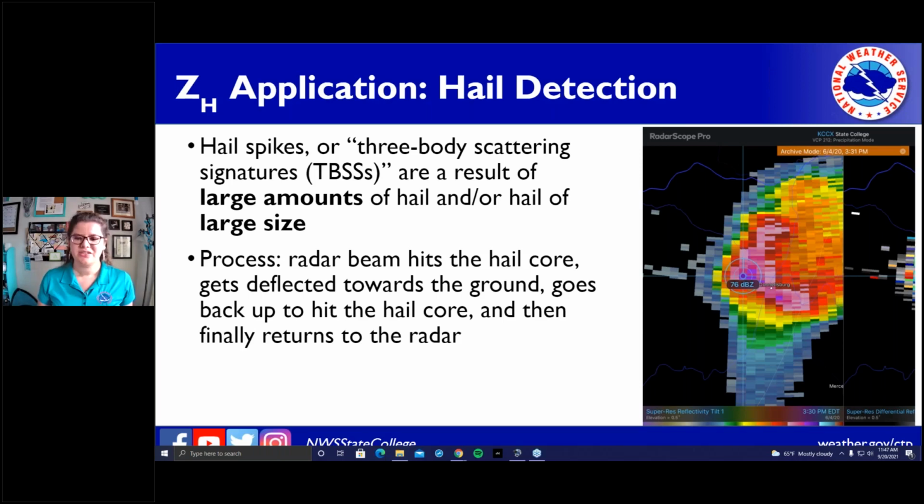So you can't actually determine what size hail you're going to see when you see these hail spikes, but you can say with confidence that there's hail happening in this storm. So if you're ever curious about that, that is what's happening in the reflectivity image.